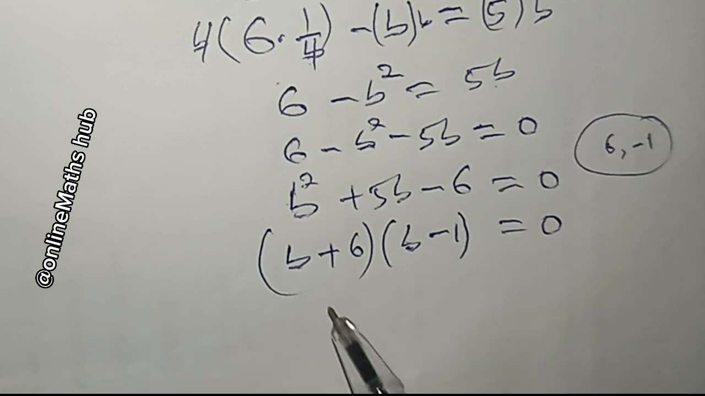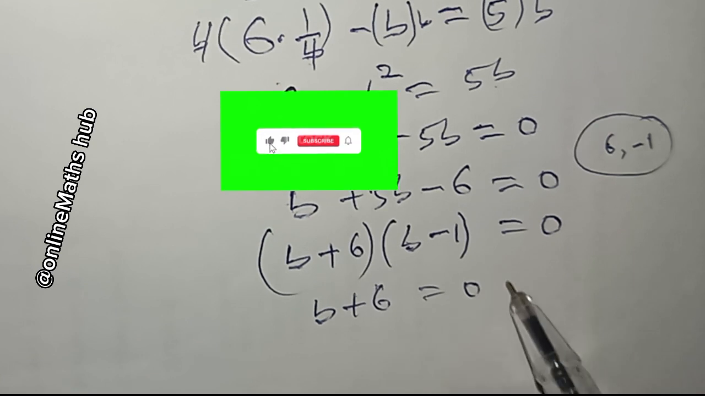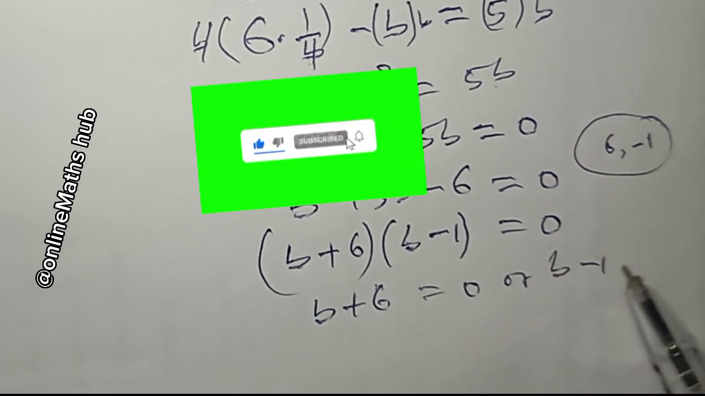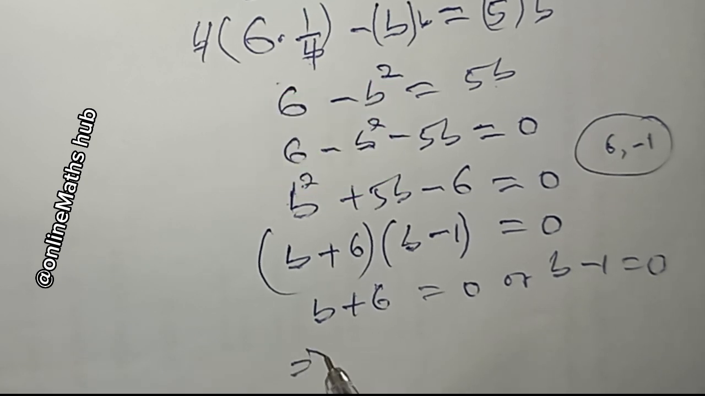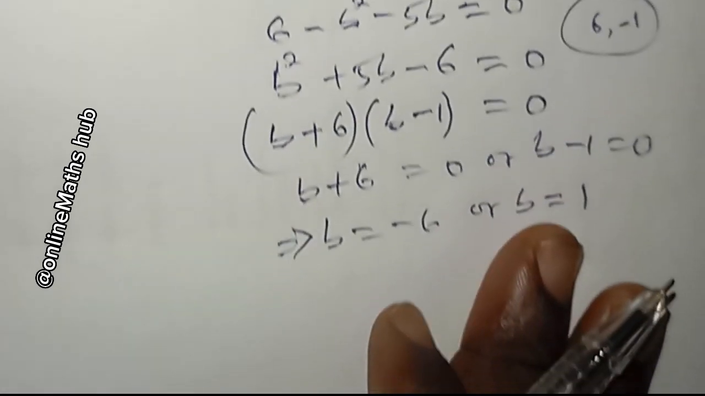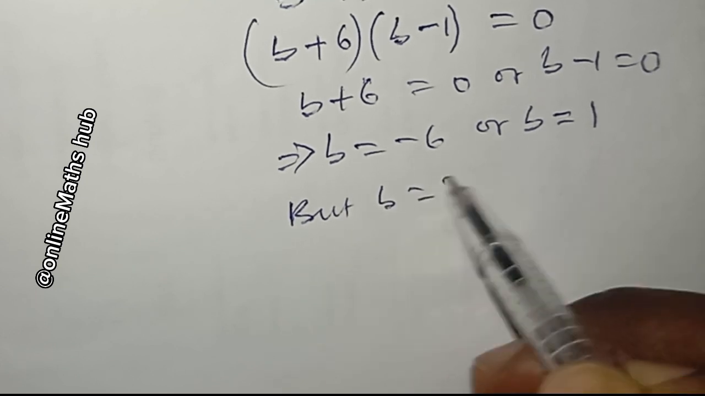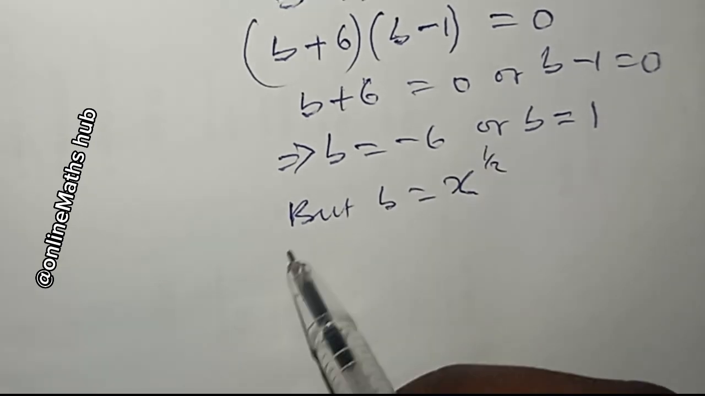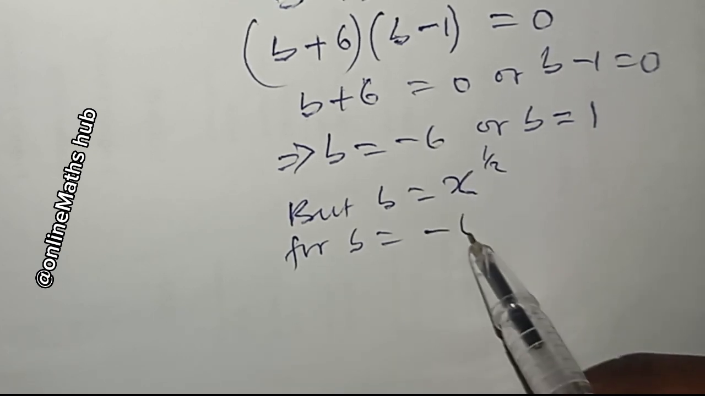Okay, so using the zero product rule, you can see that b plus 6 is equal to 0, or b minus 1 is also equal to 0, so that I now have that from here, it's implied that b is equal to minus 6, or that b is equal to 1. Okay, so moving on, we actually set our b to equal x power 1 over 2. So for b equals, let's check this, minus 6.